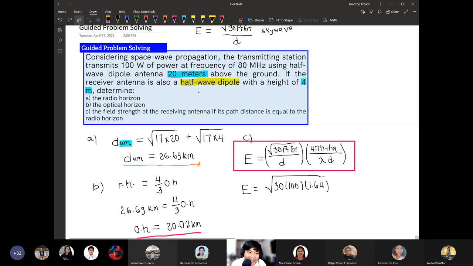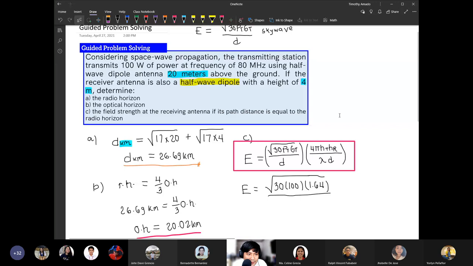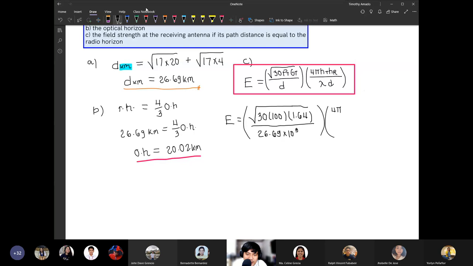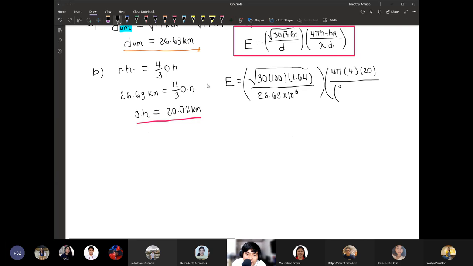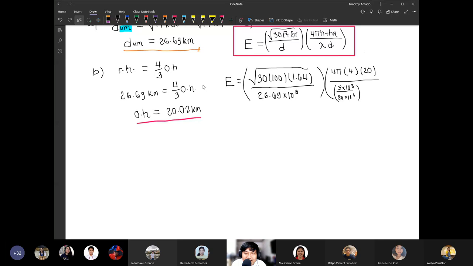Okay? Divided by distance, which is what? Gano kalayo yung dalawa? Radio horizon. So 26.69 kilometers, so times 10 to the 3. Okay? Yan. Multiplied by 4 pi HT HR. So HT is 4 meters. Tapos ito 20 meters. Divided by lambda. So frequency natin, operating frequency is 80 megahertz. So we have 3 times 10 to the 8 over 80 times 10 to the 6. Okay? Tapos, D is ito uli. So copyin lang natin.